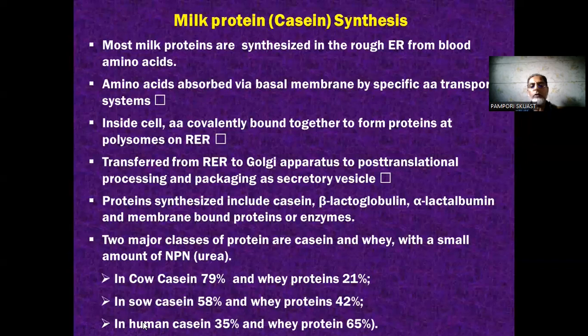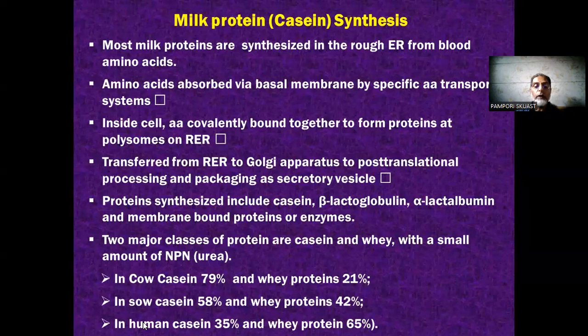Two major classes of proteins are casein and whey proteins, with a small amount of non-protein nitrogen substances like urea. So casein is the major portion. In cow, casein constitutes 79%, whereas the whey proteins are produced by the epithelial cells of the mammary gland itself. You won't find those in the blood. These are the basic proteins, caseins, and the whey proteins, which are beta-lactoglobulin and alpha-lactalbumin. So in cow, casein is the major portion, 79%, whereas whey proteins are 21%.